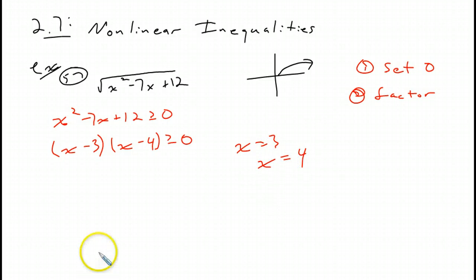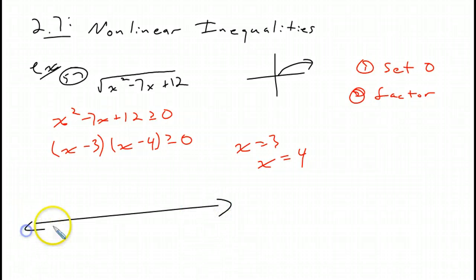So I can write my interval already. I'm dealing with 3 and I'm dealing with 4. And in this case we are greater than, so I'm going to be looking for the positives. We are also or equal to, so I can go ahead and fill in those dots.